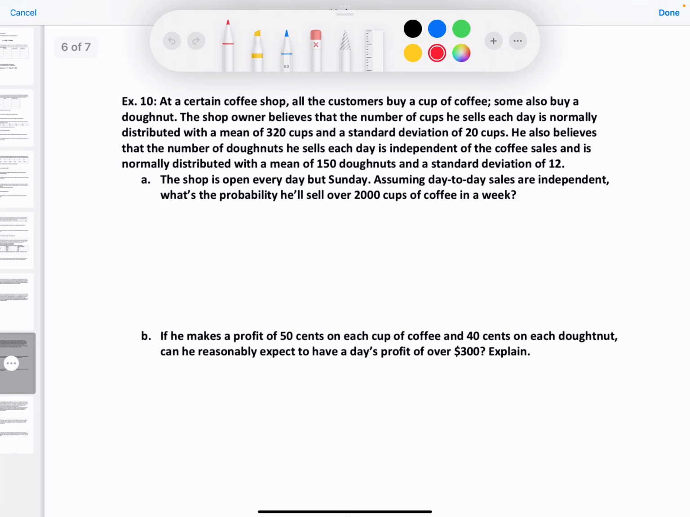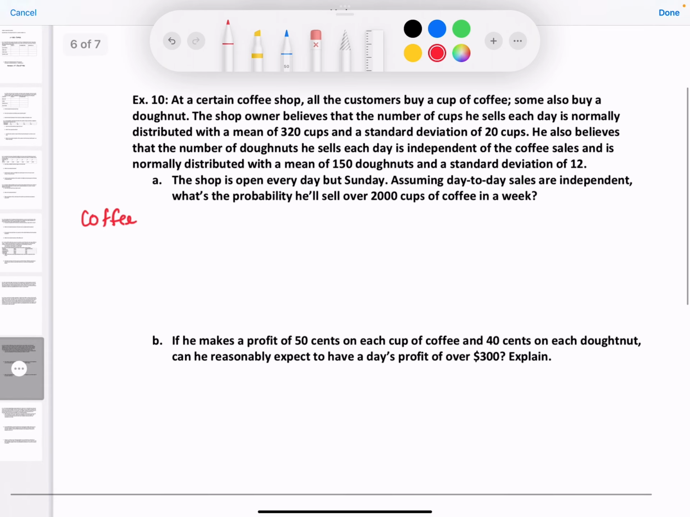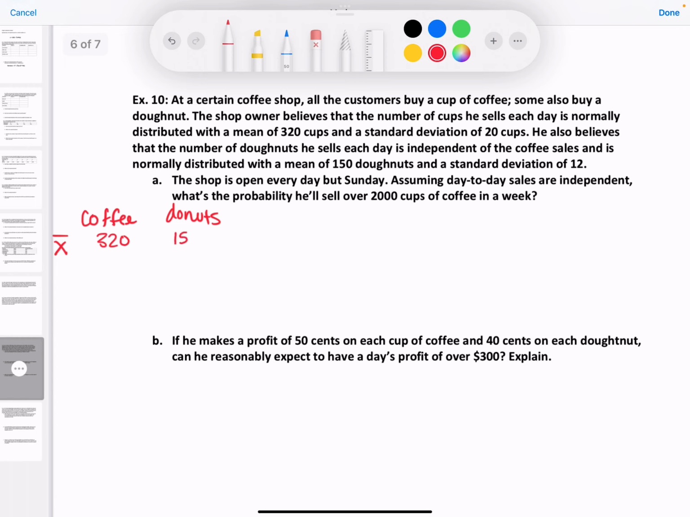So, we're told that for coffee and then donuts, we have a mean of 320 cups, 150 donuts, standard deviation of 20 cups and 12 donuts. And this is all per day. Wait, is that the standard deviation? Is that the mean? The little sigma is standard deviation.